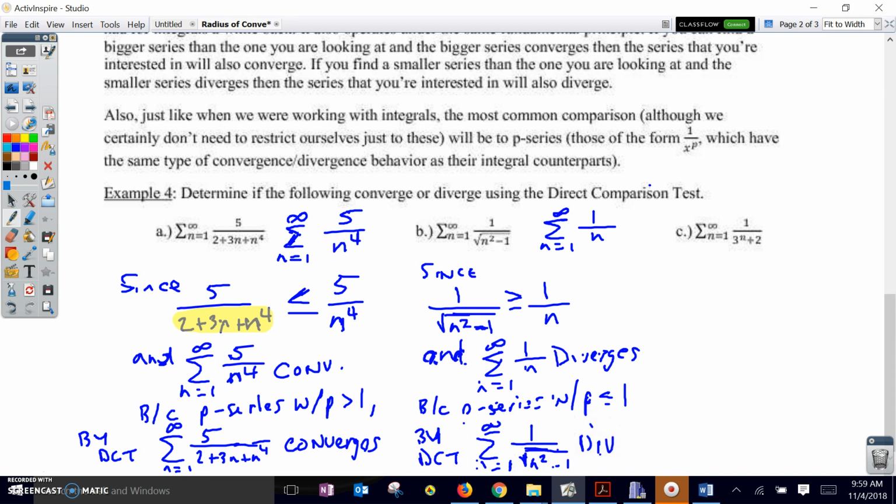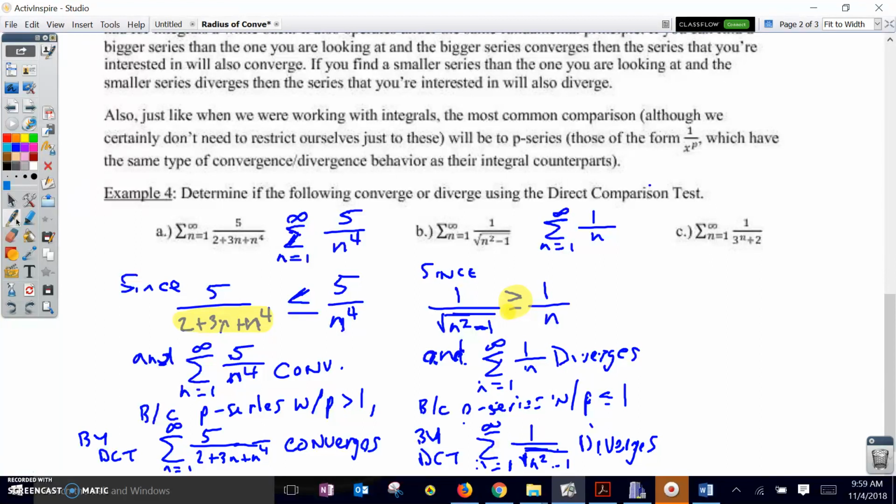diverges. Now, what would have happened if I compared it to 1 over n and found that it was less than or equal to 1 over n instead of greater than or equal to 1 over n? Well, since 1 over n is a divergent series, if we found that it was less than or equal to 1 over n, there wouldn't have been any conclusion that we could have drawn. We always need to find a divergent series that is smaller than the series we're looking at, or a convergent series that is bigger. Okay?